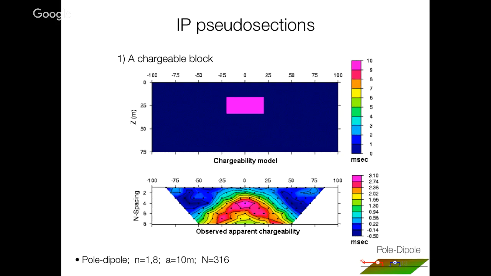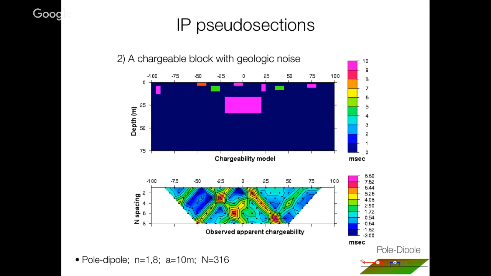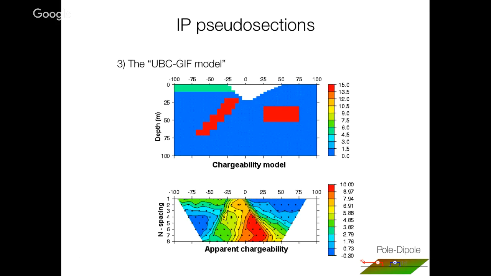If that's all I had, I'd probably drill here and I'd get it. But just the same as this morning, if I put little bits of clay and graphite or whatever up here, then my pseudo section looks like that. It's completely garbage. And here's my GIF model. It's all the same conductivity. The only thing that changes is the chargeability. There's our pseudo section, and drill here means you missed the target.